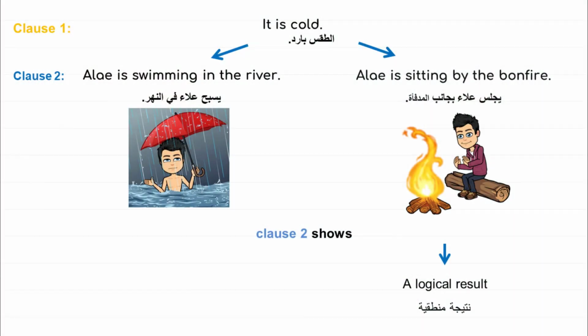For our second example, there is a contradiction in meaning because it is not very common or likely for most people to swim in cold weather.